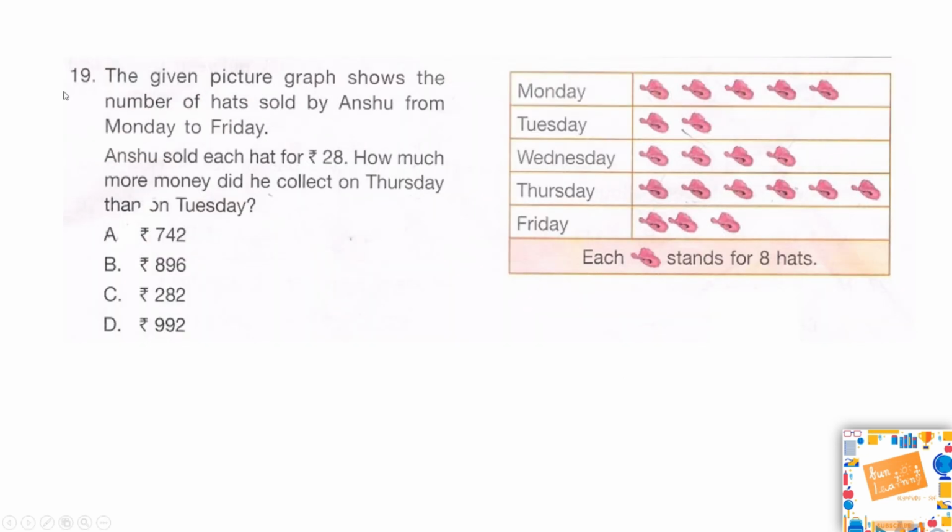Next question. The given picture graph shows the number of hats sold by Anshu from Monday to Friday. This is the picture graph and it shows some information. Anshu sold each hat for rupees 28. How much more money did he collect on Thursday than on Tuesday? Is it option A rupees 742? Is it option B rupees 896? Is it option C rupees 282? Or option D rupees 992?